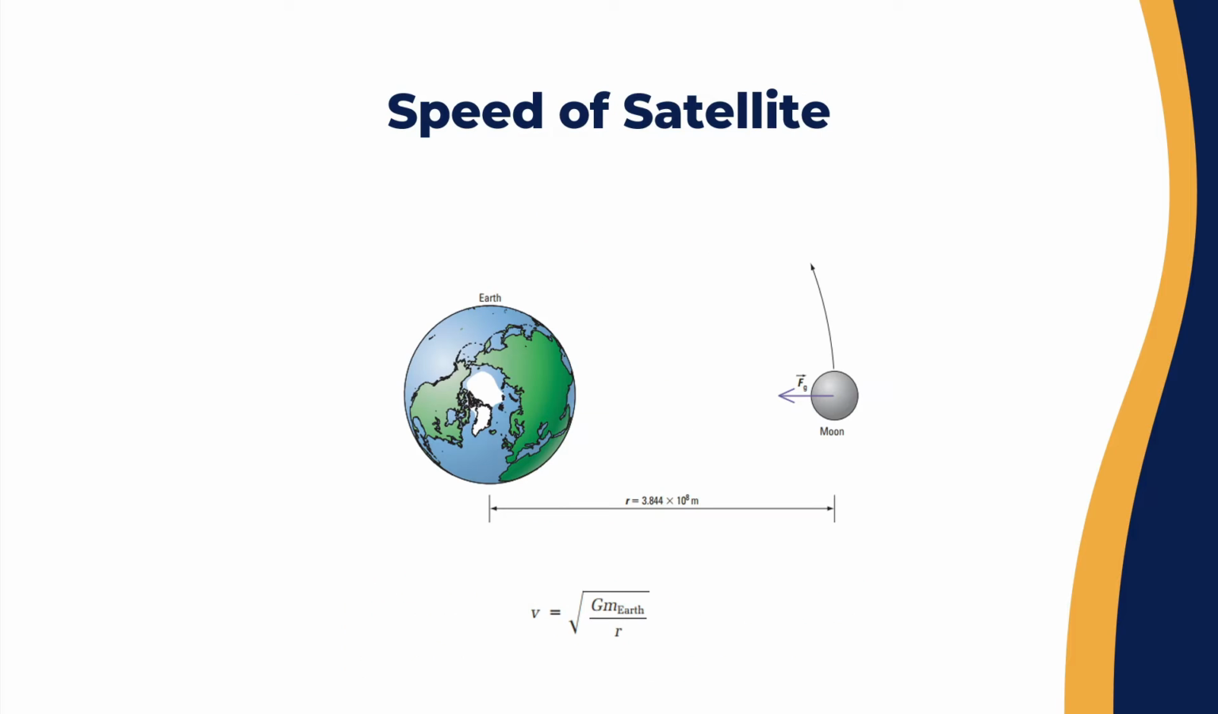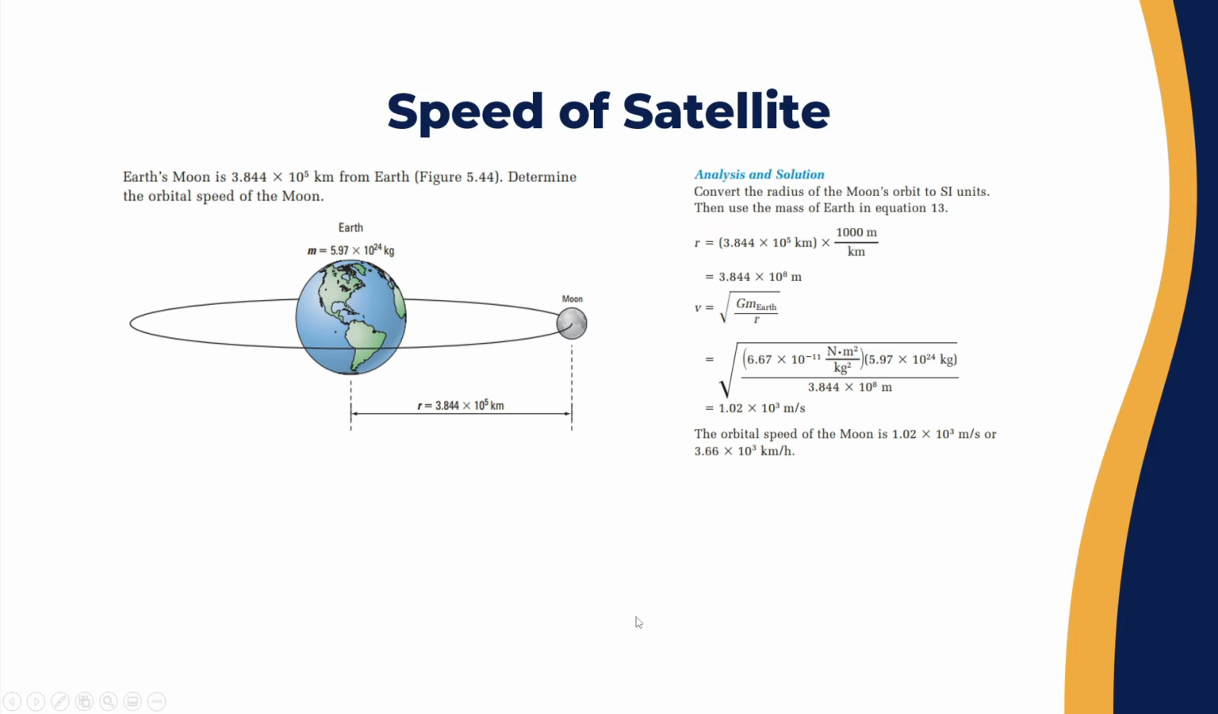If we have a satellite that's following its path around the Earth, and we need to find the speed of that satellite, we know the satellite is at a certain distance from the Earth's center. We can use the equation v, the velocity or speed of the satellite, equals the square root of the gravitational constant G times the mass of the Earth over r. If we take an example, let's say the Earth's moon is 3.844 by 10 to the power of 5 kilometers from Earth. That is your r. Determine the orbital speed of the moon.